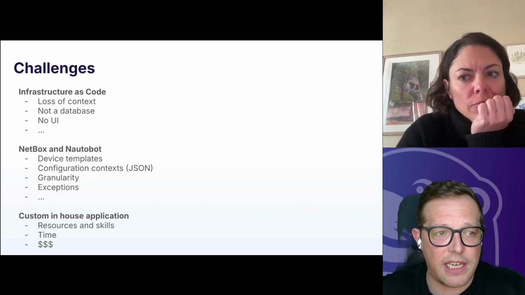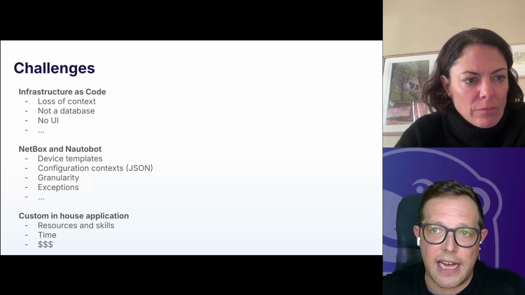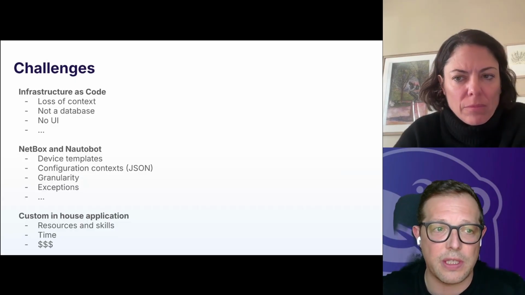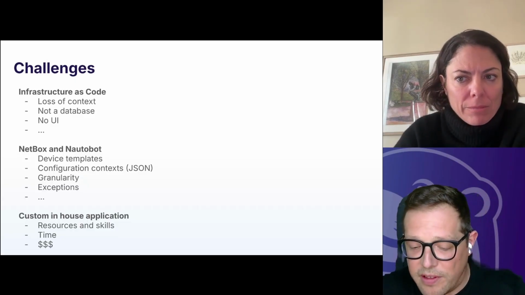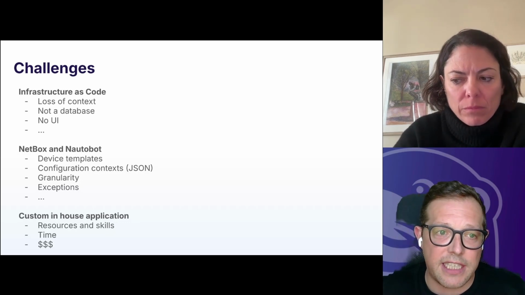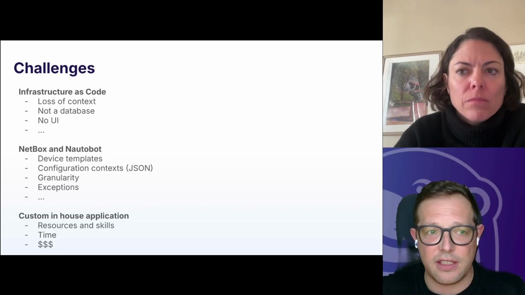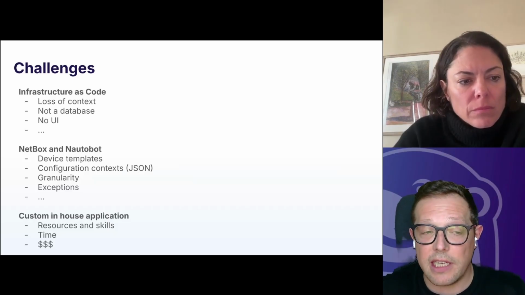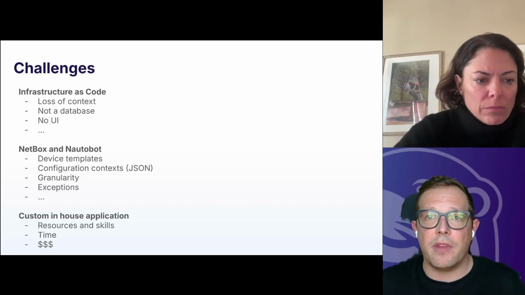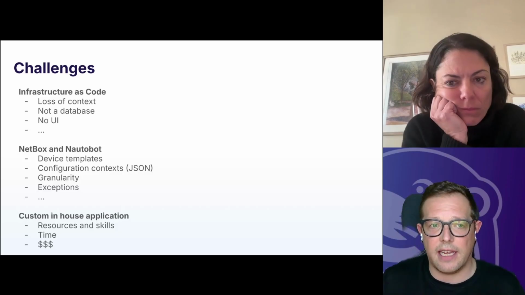First of all, we have the infrastructure as code approach. The problem there, when we want to enforce configuration standards with infrastructure as code, and by infrastructure as code we typically mean the GitHub style approach, where all of the data needed to set up your standards is stored in a Git repository, typically in plain text YAML files, is that you typically get a lot of loss of context when you define those standards within a Git repository.